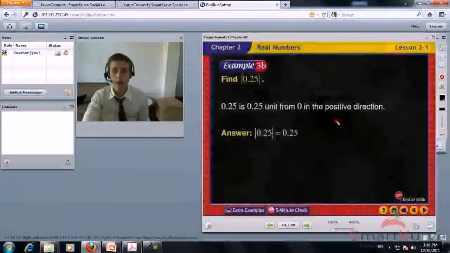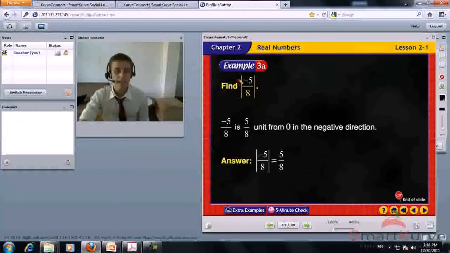Now, absolute values. Find the absolute value of -5/8. When you see these brackets, that means absolute value. It is 5/8 unit from 0 in the negative direction. Whenever you have a negative inside an absolute value, it will equal the positive. -5/8 equals +5/8. The answer means that you take out that negative sign. The absolute value of -5/8 is +5/8.